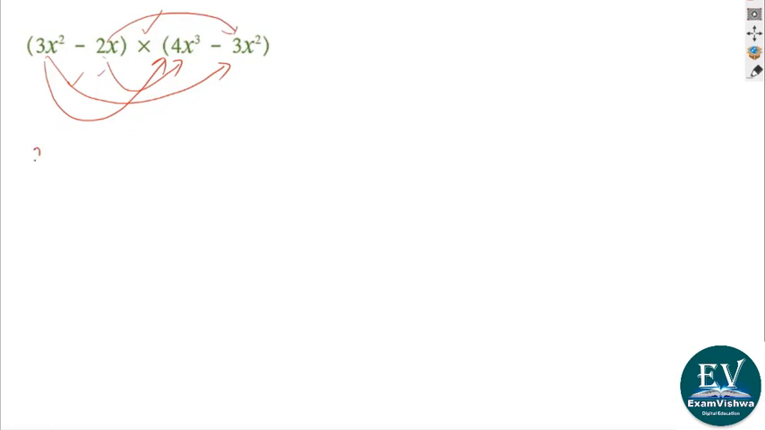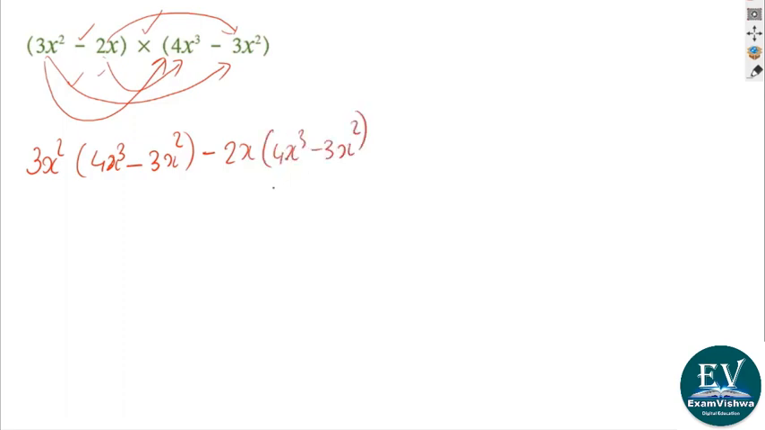Or we can write simply 3x square multiplied by, whatever order you follow, no problem, 3x square. Then the operation here is subtraction, so minus 2x, again multiplied by 4x cube minus 3x square. This way we will solve it.